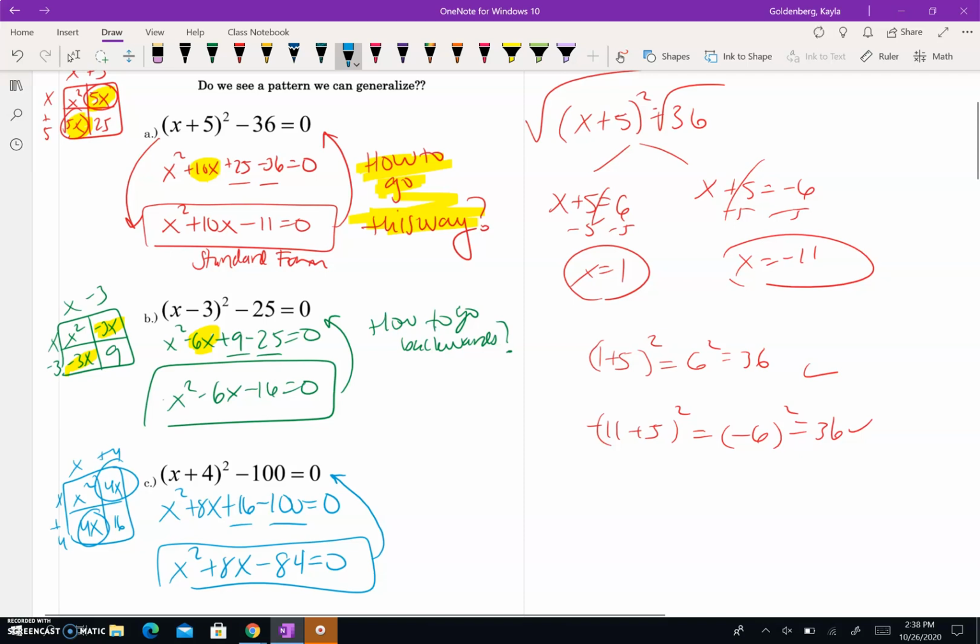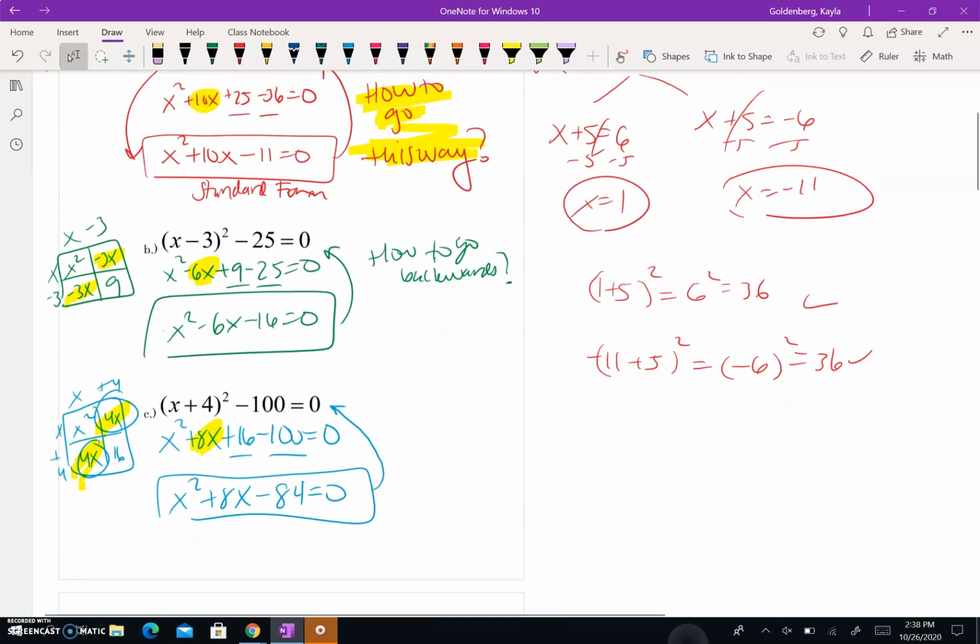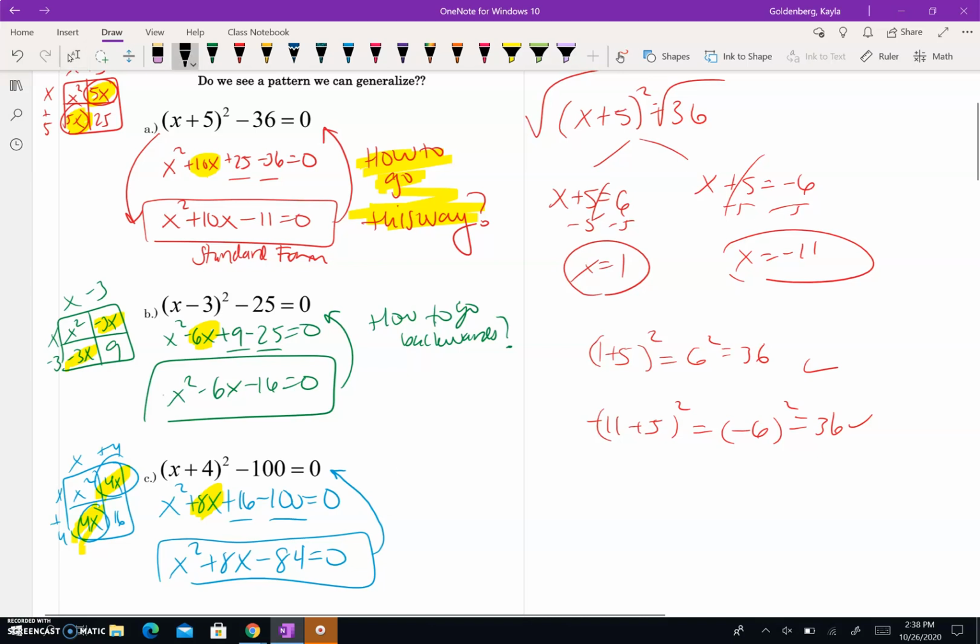So this is how to get it set up where we can solve with the square root, how to get it into what's called vertex form. So what are some similarities that we're noticing? The question is, how do we figure out where to go from here, right? How do we figure this out? Like if I'm looking at the blue one and I start with x squared plus 8x minus 84, how does this connect back to the original equation?